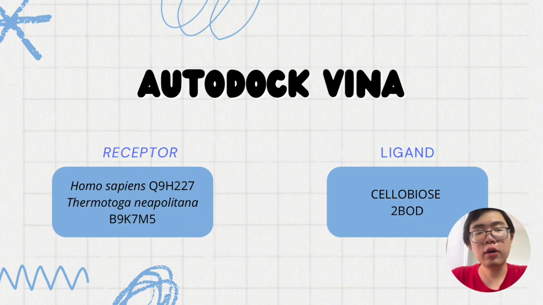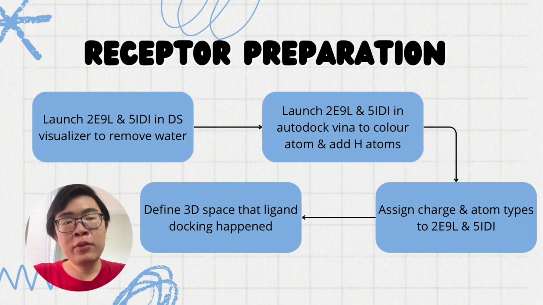Finally, we will do AutoDock Vina to determine which enzyme has the higher affinity or higher interaction between the active site and the substrate. In AutoDock Vina, the receptor will be our enzyme, and our ligand, which is our substrate, we are choosing cellobiose with the PDB ID 2BOD. When we want to run AutoDock Vina, we need to do two things first. We need to prepare the receptor and also prepare the ligand using the AutoDock Tools software.